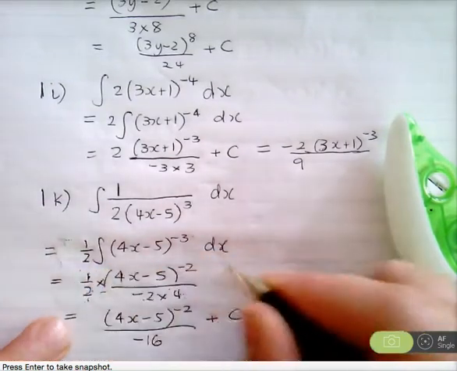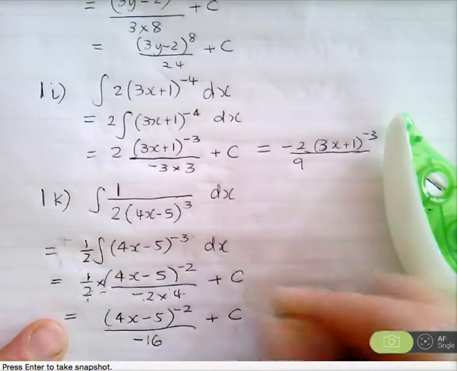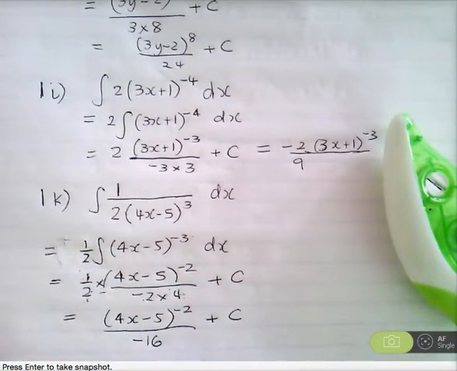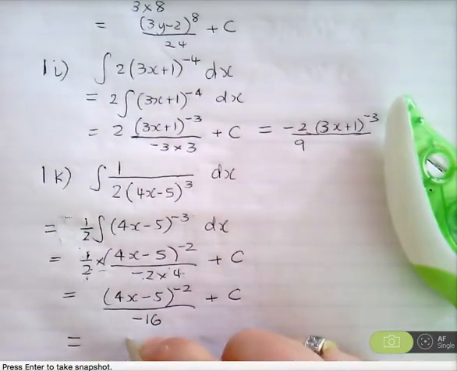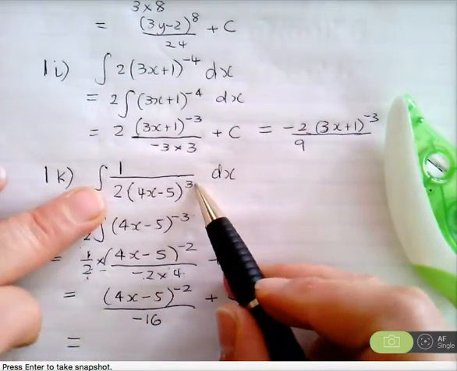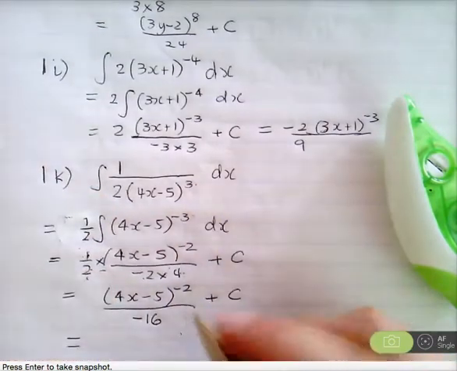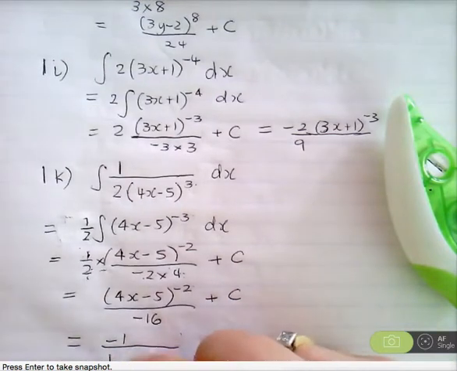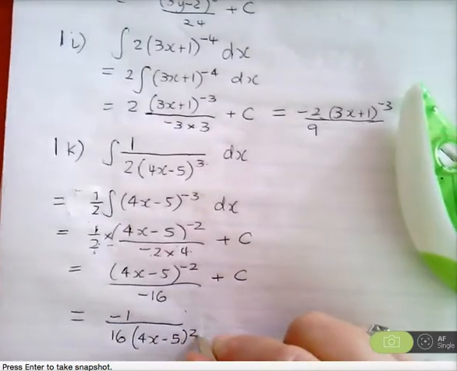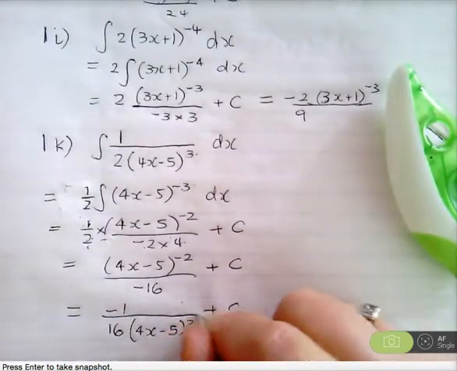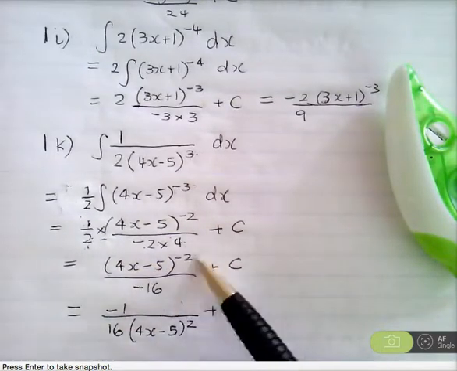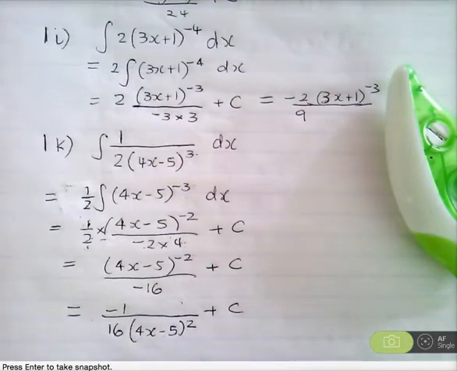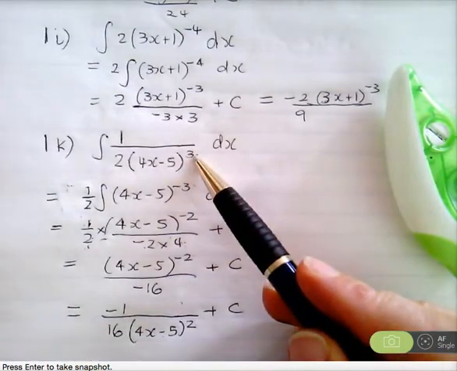So girls, this is the same. Are you okay with that? Now, that answer needs to be written the way that the question is written. Notice I've got a power of positive 3 on the bottom. I need to bring this down the bottom. I've got negative 1 over 16, 4x minus 5 squared plus c. How are we with that? Because you've got negative 1/16 and this 4x minus 5, I'm going to write it on the denominator with a positive power because the question's written with a positive power.